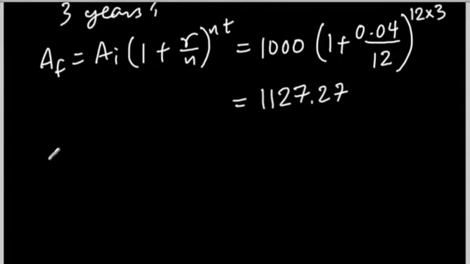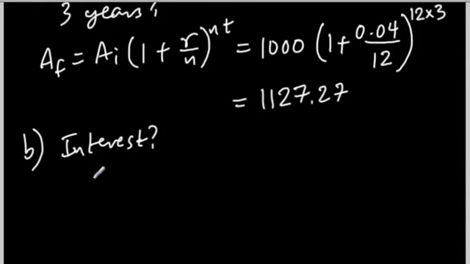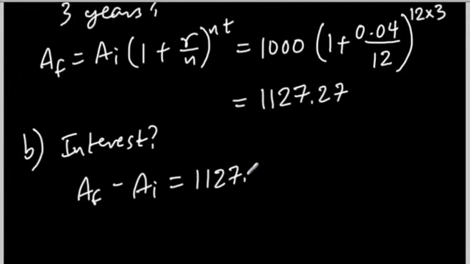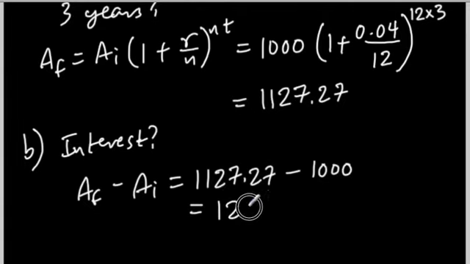Part B of this question is really simple: how much interest did she make? The amount of interest is just the final amount minus the initial amount, because the difference is how much the bank is paying her. Her final amount is $1,127.27. She initially put in $1,000. So the amount of interest she made is $127.27 after 3 years. All right, I think that pretty much covers that.